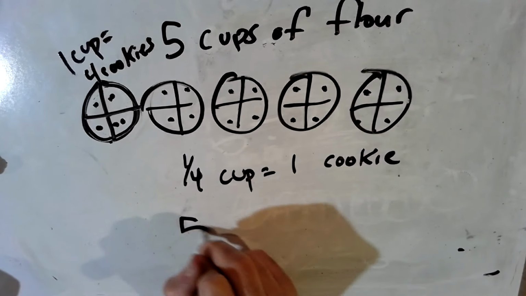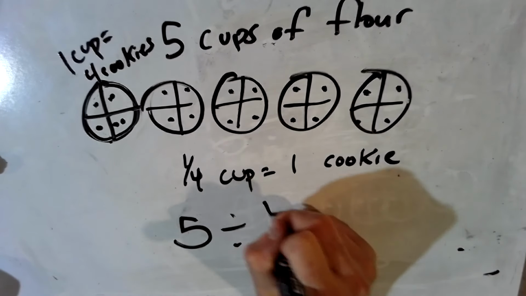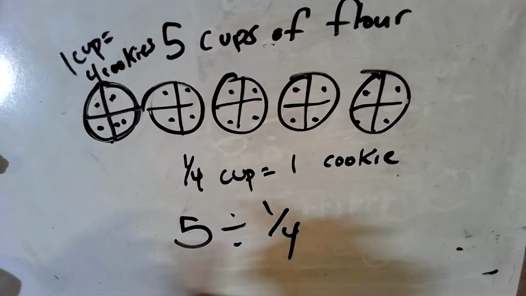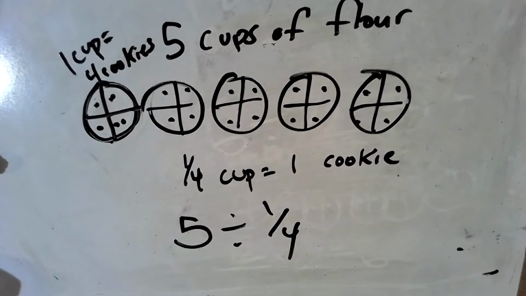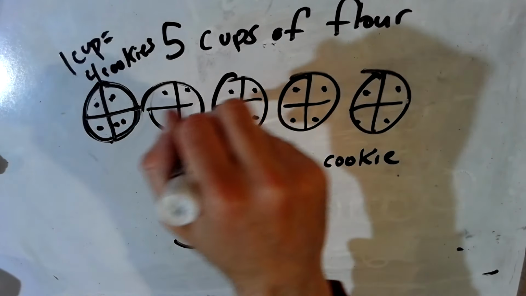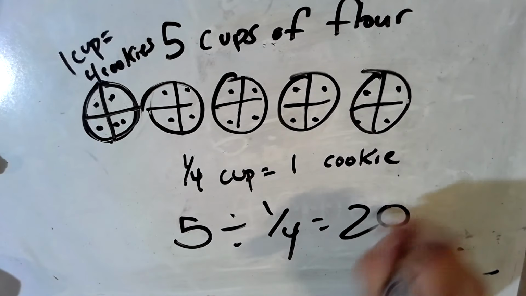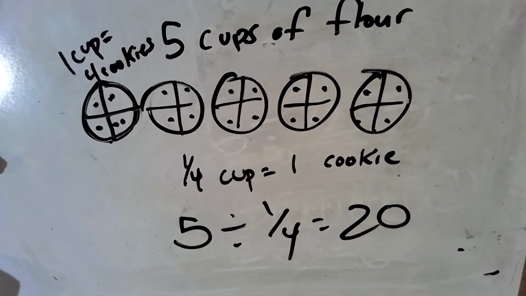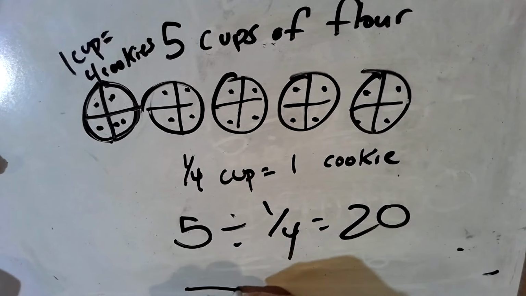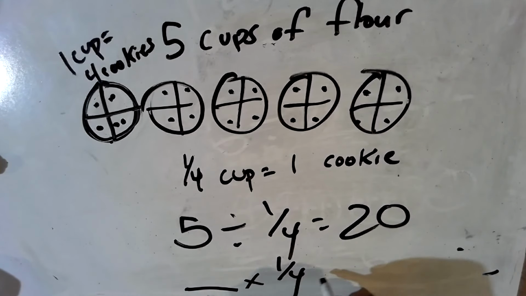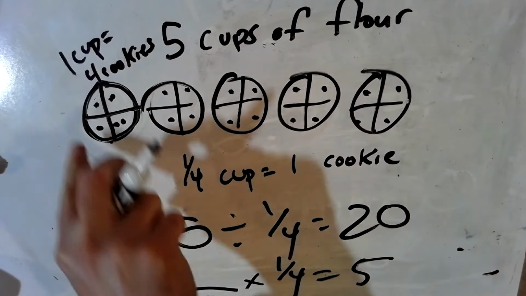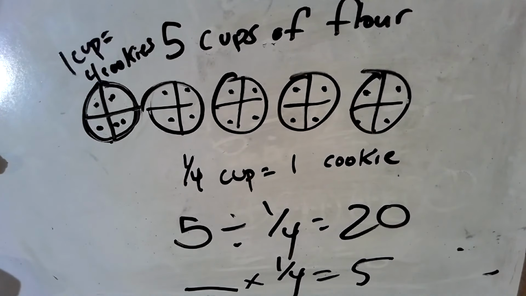We're dividing 5 cups into groups of 1/4. Well, how many 1/4 are there in 5? 4, 8, 12, 16, 20. There's 20 1/4 in 5 because division is really saying how many groups of 1/4 are there in 5? And this is weird, but it's true, there's 20 1/4 in 5.